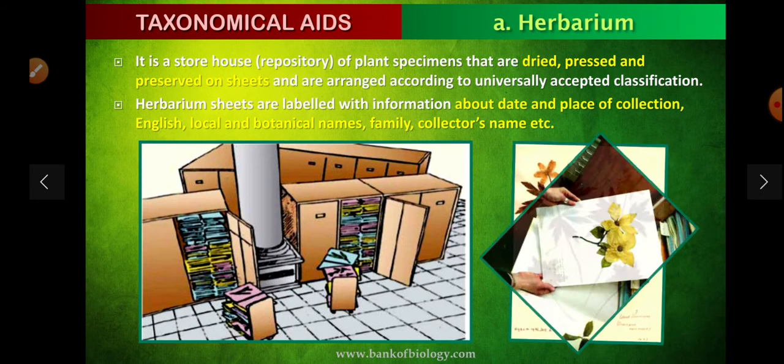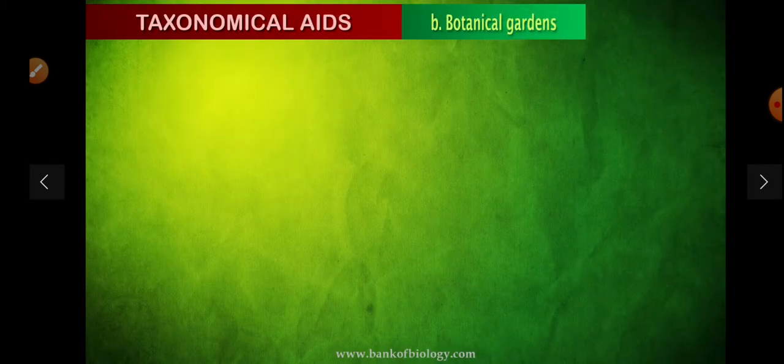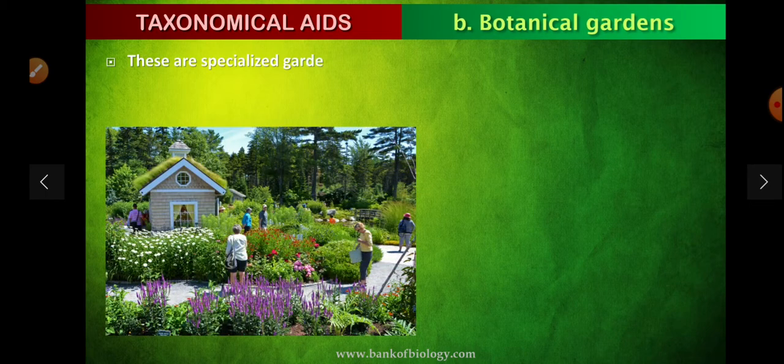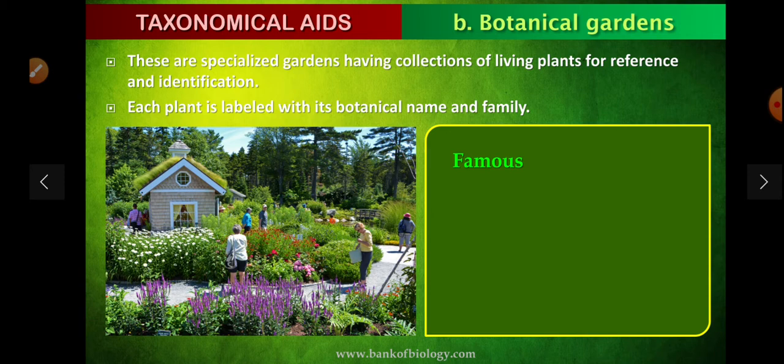Next is botanical gardens. These are specialized gardens having a collection of living plants for reference and identification. Each plant is labeled with its botanical name and family. Whenever you go to any botanical garden, it's not essential to have the local name and English name, but the botanical name must be there. It is so because it is universally used.